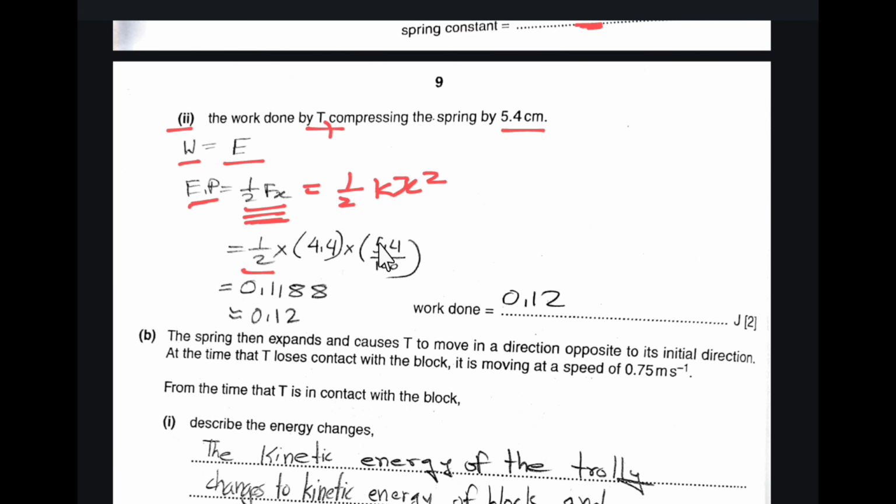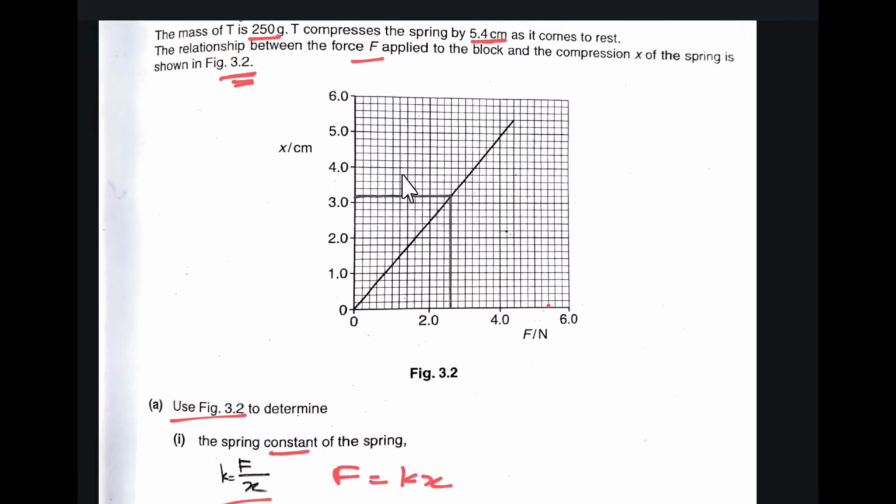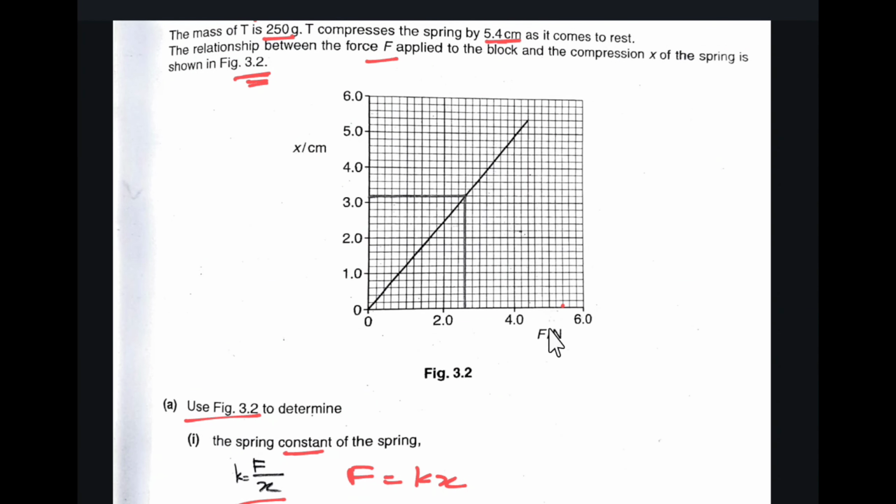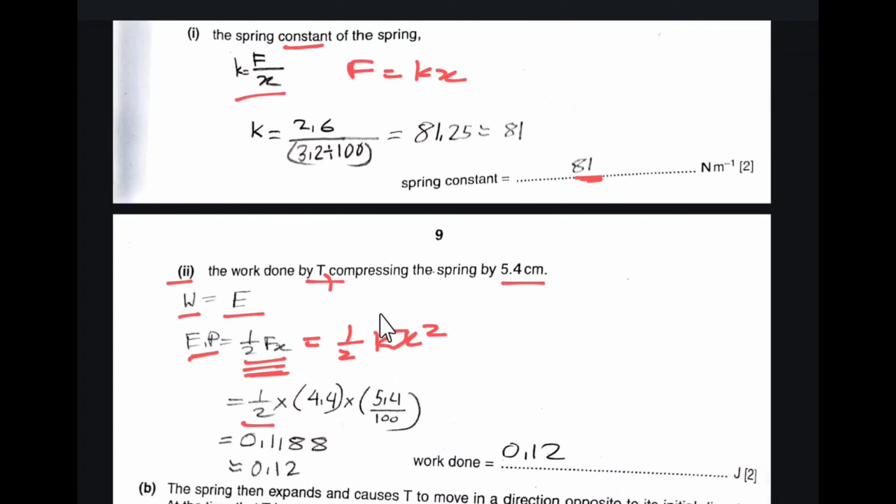we know the value of extension. So for this extension, what is the value of force? From the graph, remember that this is not the extension axis, this is the extension axis. When the extension is 5.4, at this point, we need to find the value of force, which is approximately 4.4. So after substituting the value, we get our answer as 0.1188, and correct to 2 significant figures, the answer would be 0.12.